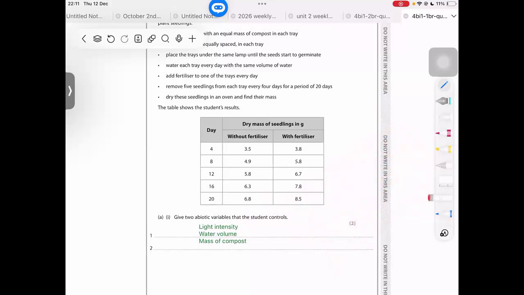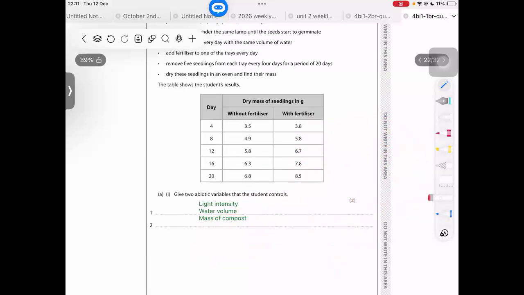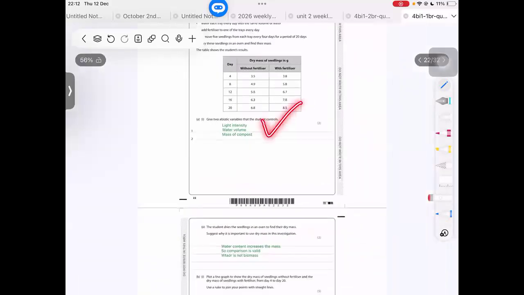To make it like in science papers, what these Edexcel and Cambridge boards are expecting is that you write it in the scientific way. So always make sure you write water volume, right, rather than amount of water. And also mass of compost, rather than writing amount of compost, mass of compost. If you have given any 2 examples from this, you get 2 marks.